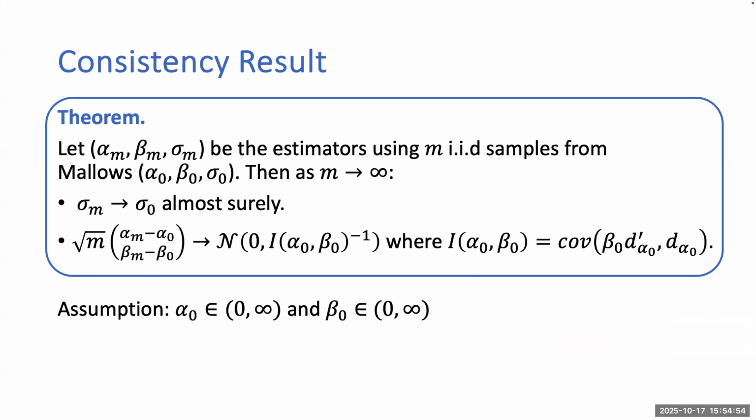And then the main theorem, the more formal version, looks like this. I have m IID samples from a true Mallows model with three parameters, alpha 0, beta 0, sigma 0. As m goes to infinity, sigma m converges to sigma 0, and I have a CLT for the other two variables as well.